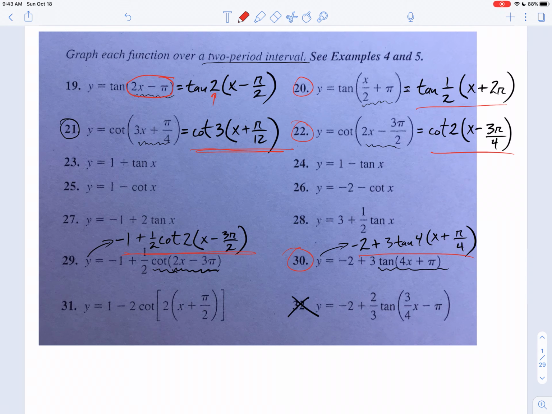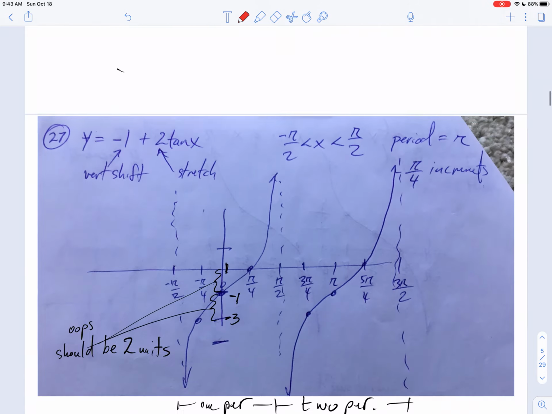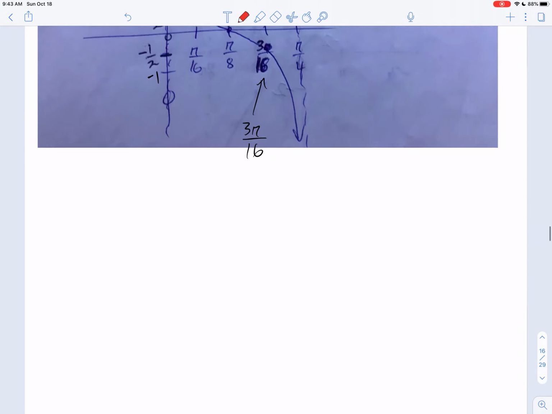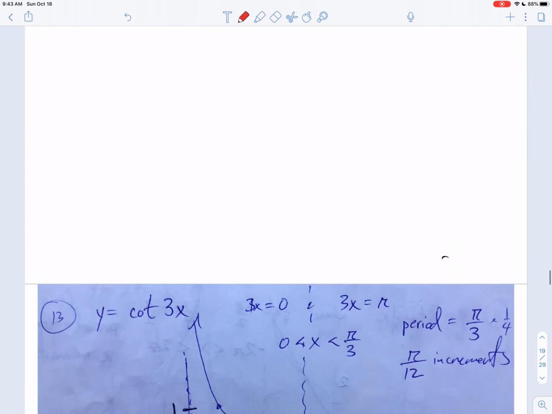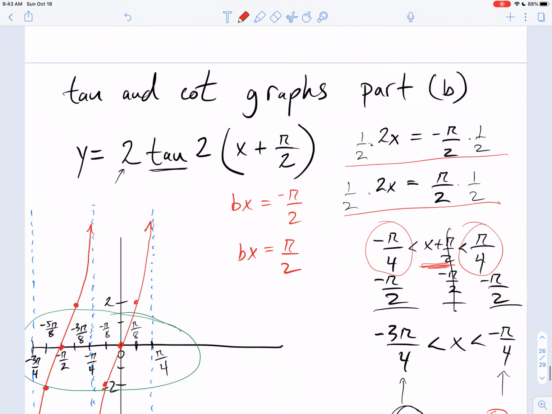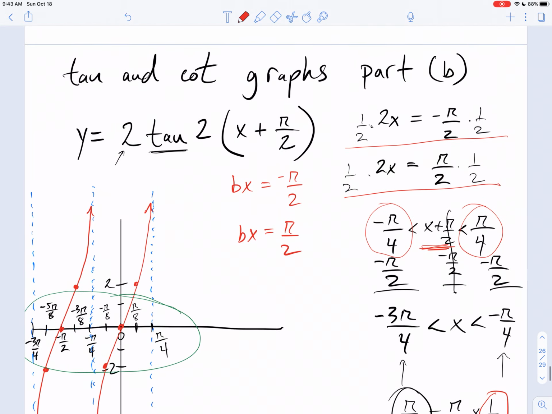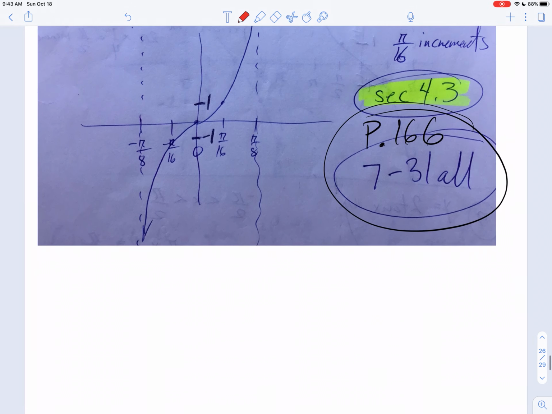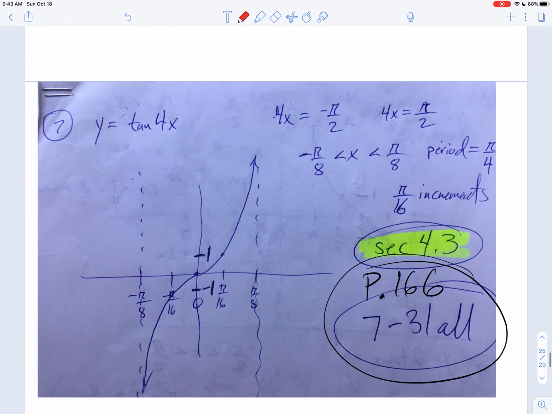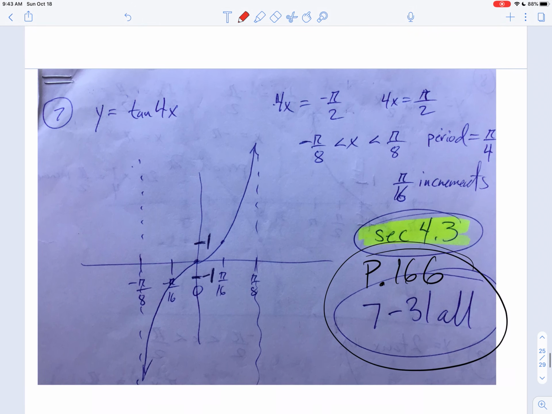Okie doke. Let me show you the answer key for all this stuff, and I'm going to do it one at a time. That's the way I did it. Okay, wait, because for some reason when I loaded all these photos in, they went upside down on me. So I have to go back to the bottom of my lesson. Here, sorry. And here is page 166. This is section 4.3. Now, I did 7 to 31 all.